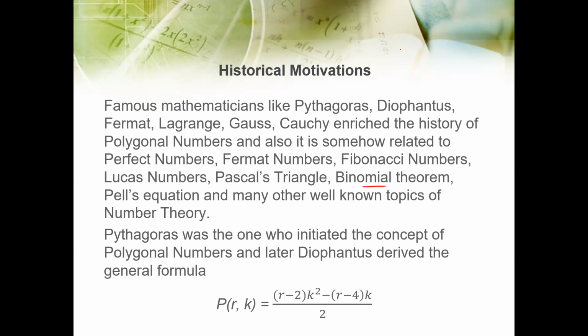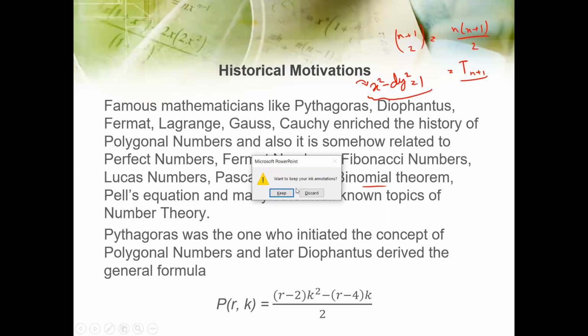For example, for the binomial theorem, we can see the (n plus 1)th binomial coefficient is actually n times (n plus 1) by 2, and this is nothing but the nth triangular number. Also, Pell's equations are some equations over the square numbers. So these are also polygonal numbers. And I have an interesting thing to show.